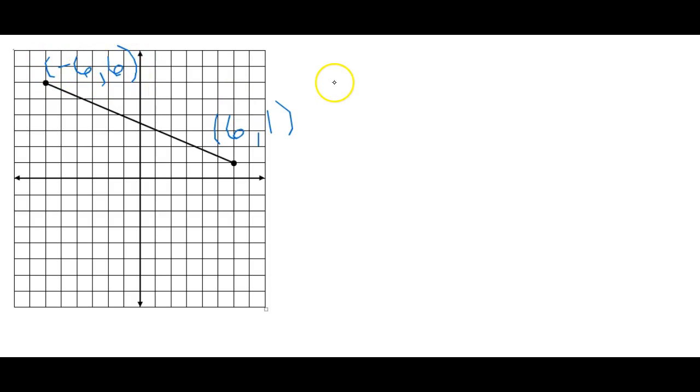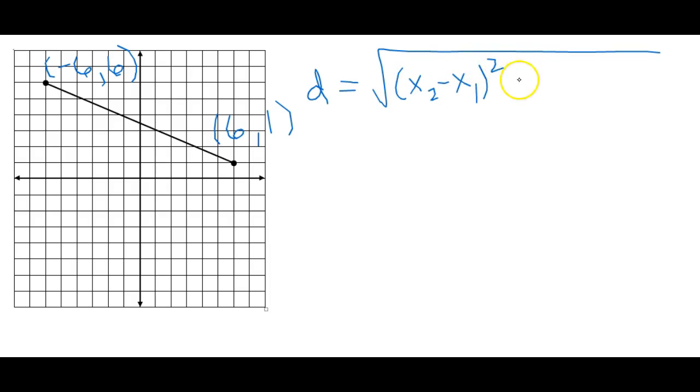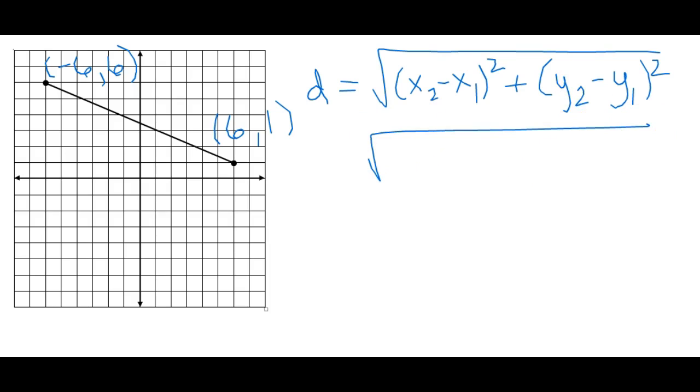The distance formula, which is usually represented with the letter D, is the square root of parenthesis x2 minus x1 squared plus parenthesis again y2 minus y1 squared. Same concept, we take our numbers and plug them into their corresponding variables. We do know that this was x1, y1, the x and y value of the first point, and x2, y2, the x and y value of the second point.